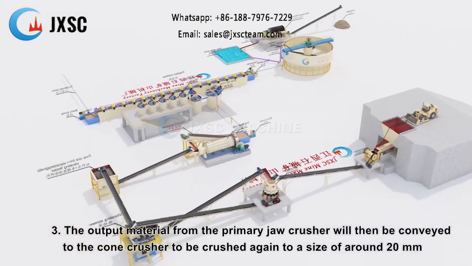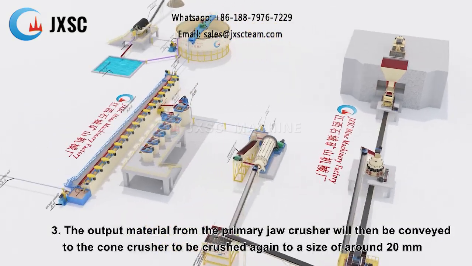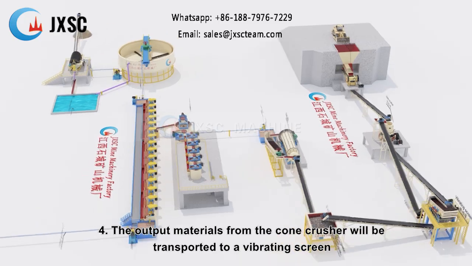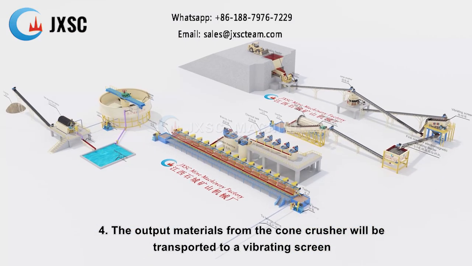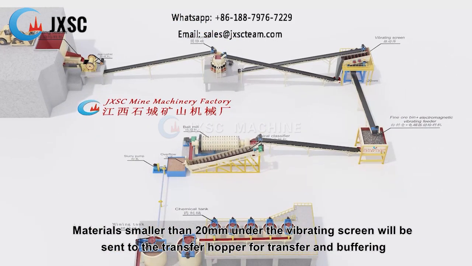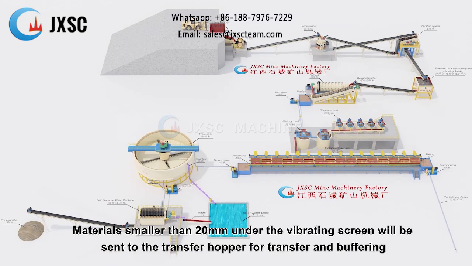3. The output material from the primary jaw crusher will then be conveyed to the cone crusher to be crushed again to a size of around 20 millimeters. 4. The output materials from the cone crusher will be transported to a vibrating screen. Materials smaller than 20 millimeters under the vibrating screen will be sent to the transfer hopper for transfer and buffering.